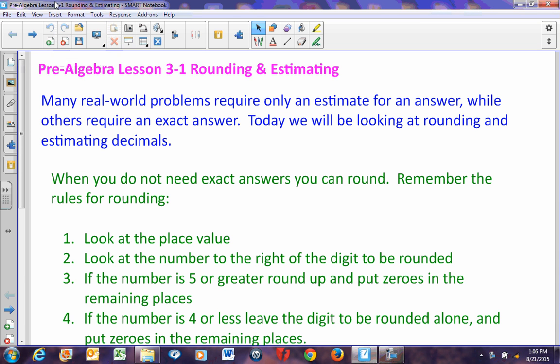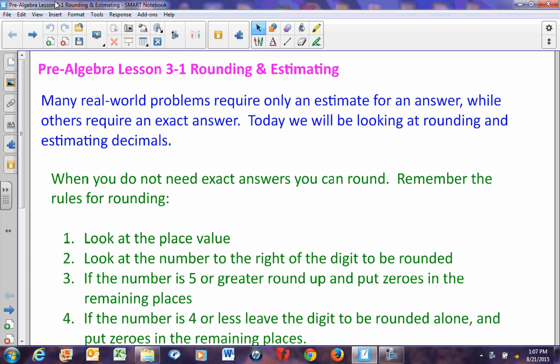Pre-Algebra Lesson 3-1, Rounding and Estimating. Many real-world problems require only an estimate for an answer, while others will require an exact answer. For example, if I'm building a bridge, I want an exact answer. I don't want the bridge to collapse.